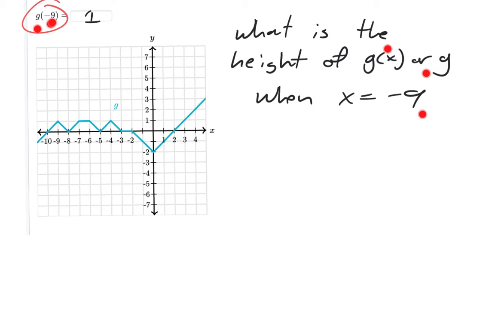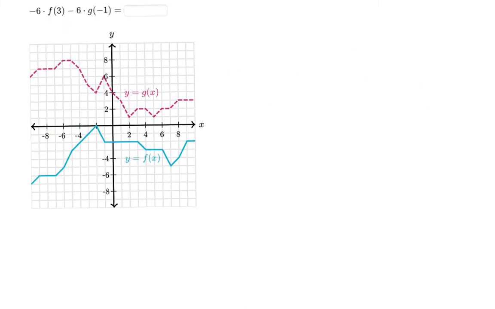So when you get to some more complicated functions like the next one, I want you to be able to tell what it is that you need to do. So what they're saying here is -6 times the height of f when x is 3, minus 6 times the height of g when it's -1. So let's try to figure both of these things out separately. Let's do that one in blue since the graph is blue, and that one in red since the graph is kind of pinkish red. And let's figure this out.